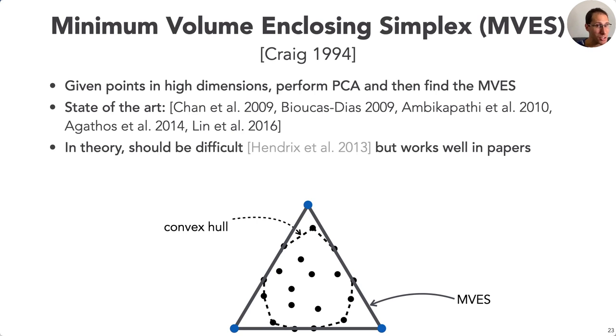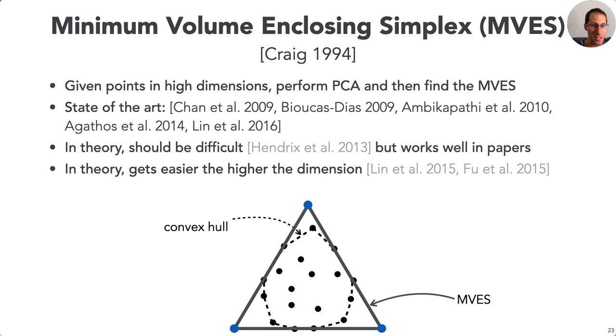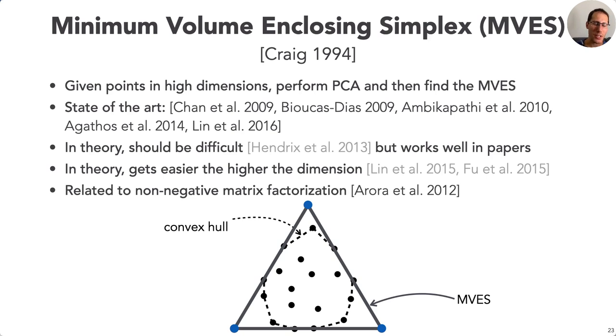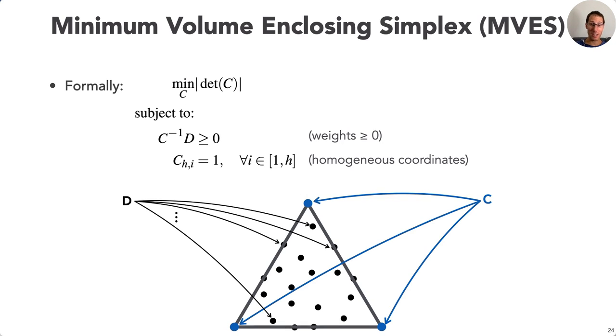attention. In theory, this should be difficult. In theory, it's, again, not convex, many local minima, infinite families of solutions, but it seems to work well in papers. And in theory, it gets easier the higher the dimension. All right, there's also a relationship here to non-negative matrix factorization, if you're curious. Okay, so we can state this problem formally.